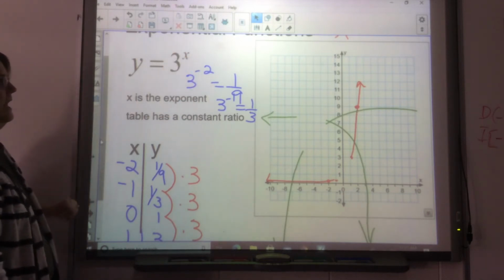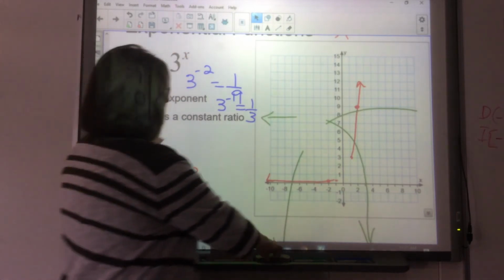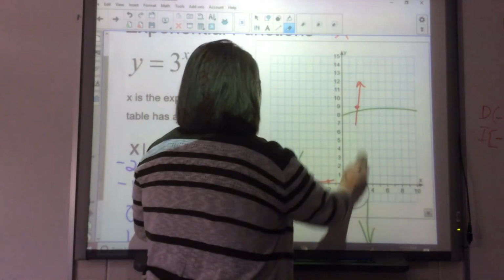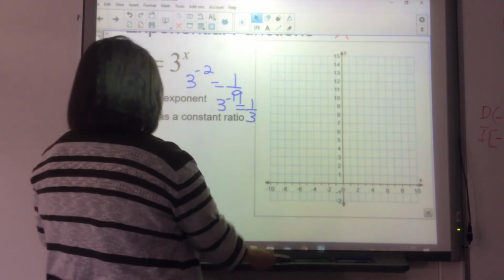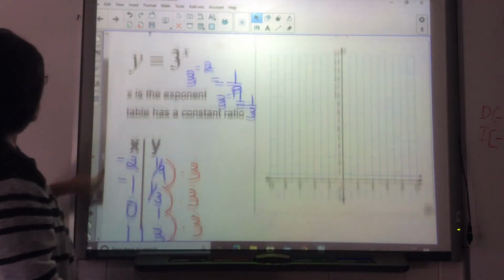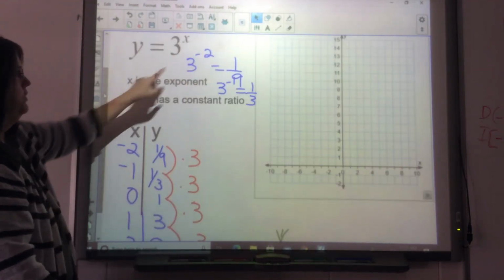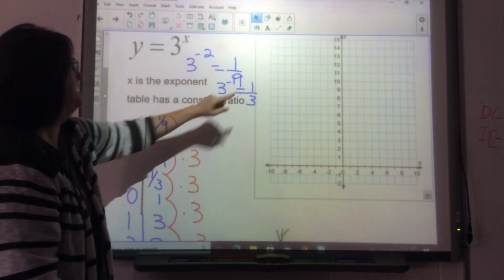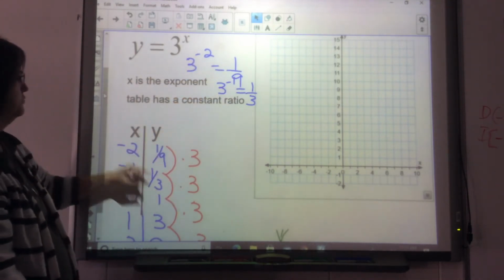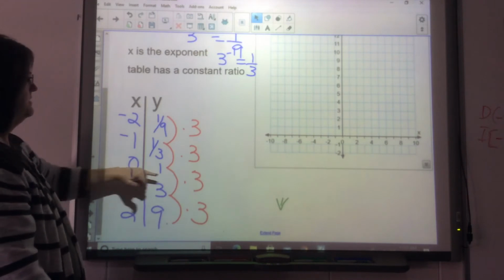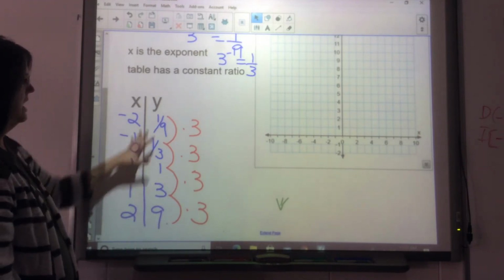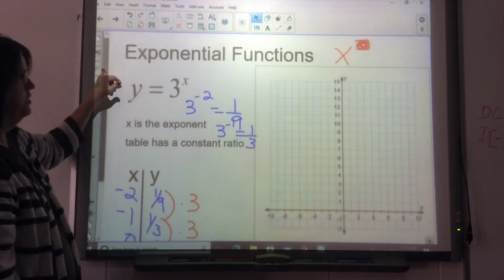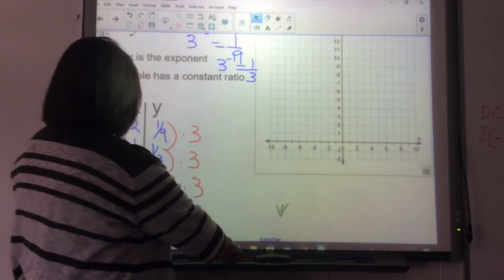Now, when I graph this one, and let's get rid of these green graphs so that it makes sense to you. When I graph this function and I put in -2 as an exponent, 3 to the -2 power is 1/9, 3 to the -1 power is 1/3, 3 to the 0 power is 1, 3 to the first power is 3, 3 to the second power is 9. This is my table. So I'm going to come over, I'm going to graph this graph.